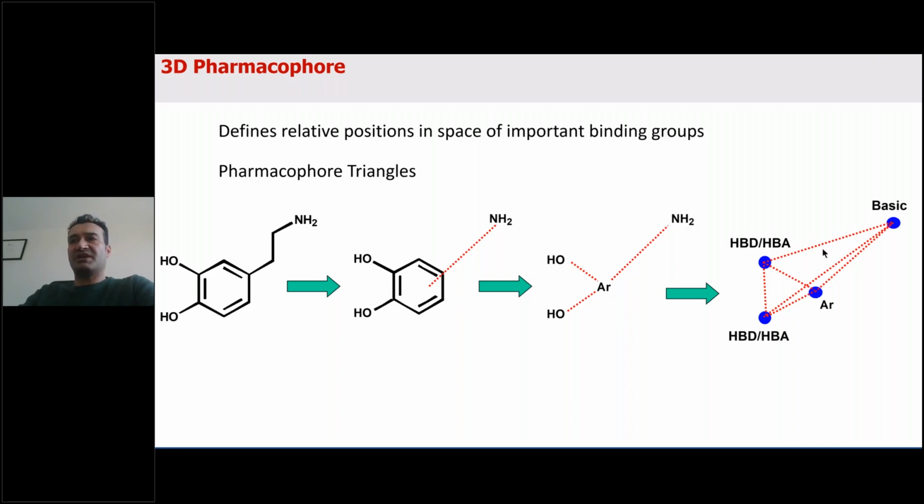Any basic group here, any hydrogen bond donor or acceptor here, and here, any aromatic group here can work as your active compound. So you connect them in 3D. It will be your 3D pharmacophore group.